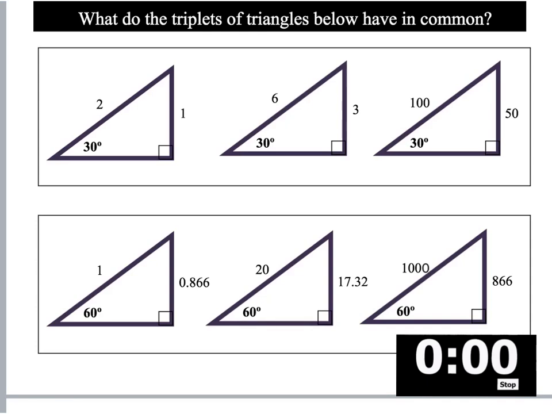Well, hopefully you will have talked about how all three triangles up here have an angle of 30 degrees, and all three triangles here have an angle of 60 degrees. That's one thing they have in common. The second thing they have in common is that they all have right angles, so they're all right angled triangles, and the ones at the bottom are as well.